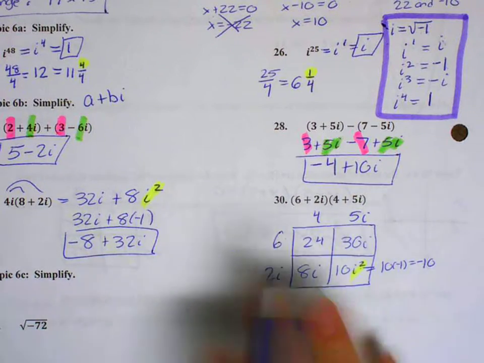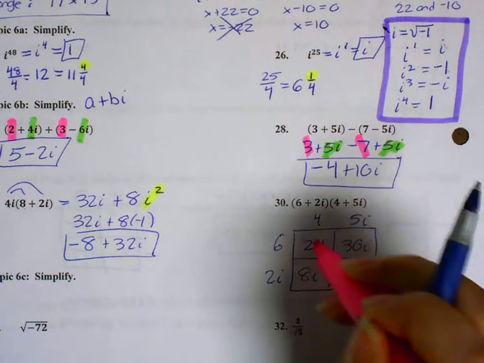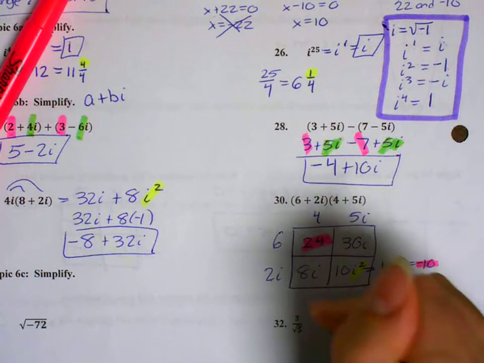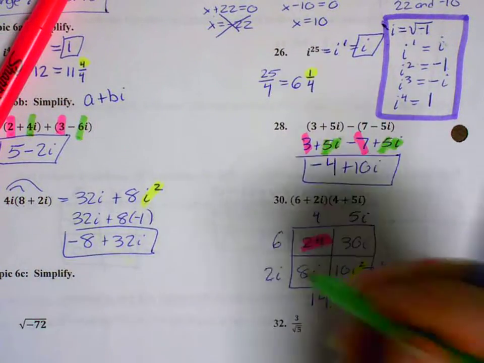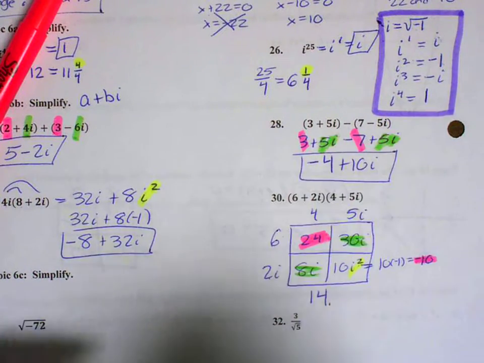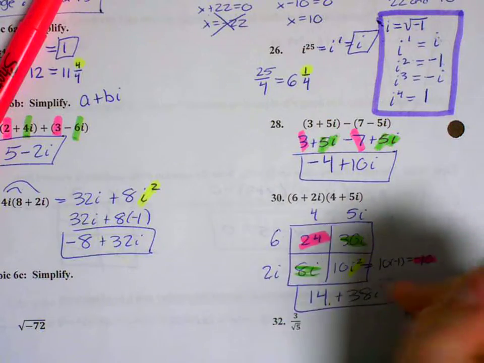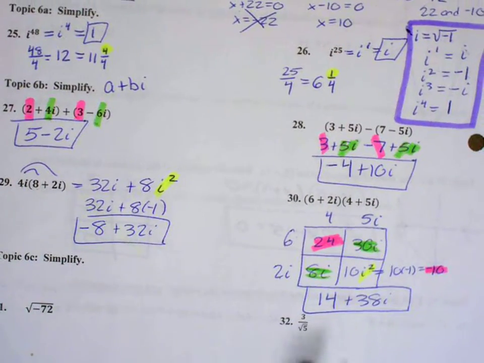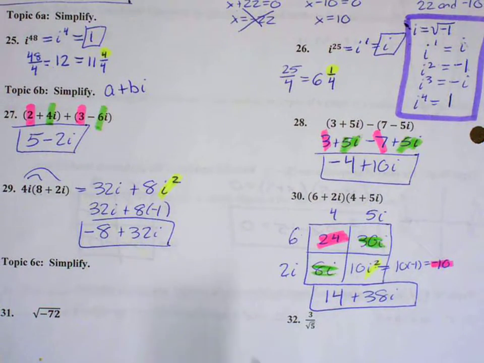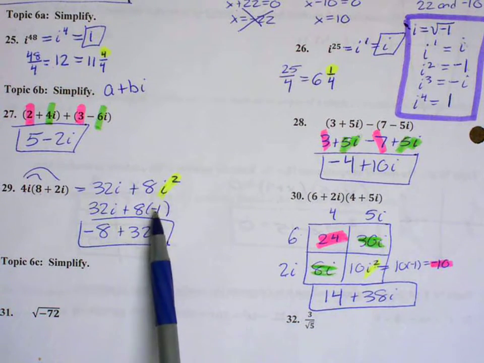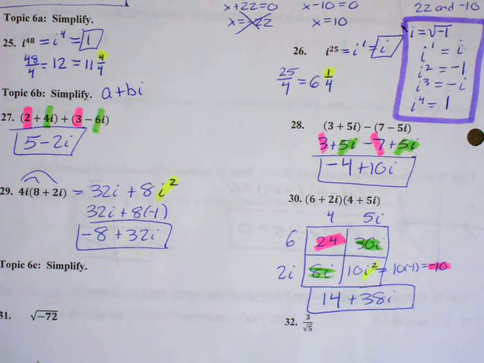And I can actually combine these in the box without taking them out. I've got like term, like term. 24 minus 10 is 14. And then I have imaginary, imaginary. 8i plus 30i is 38i. So again, my only difference here is when I am multiplying, if I get an i squared, I need to replace that i squared with -1. Other than that, it's the same thing as multiplying polynomials.